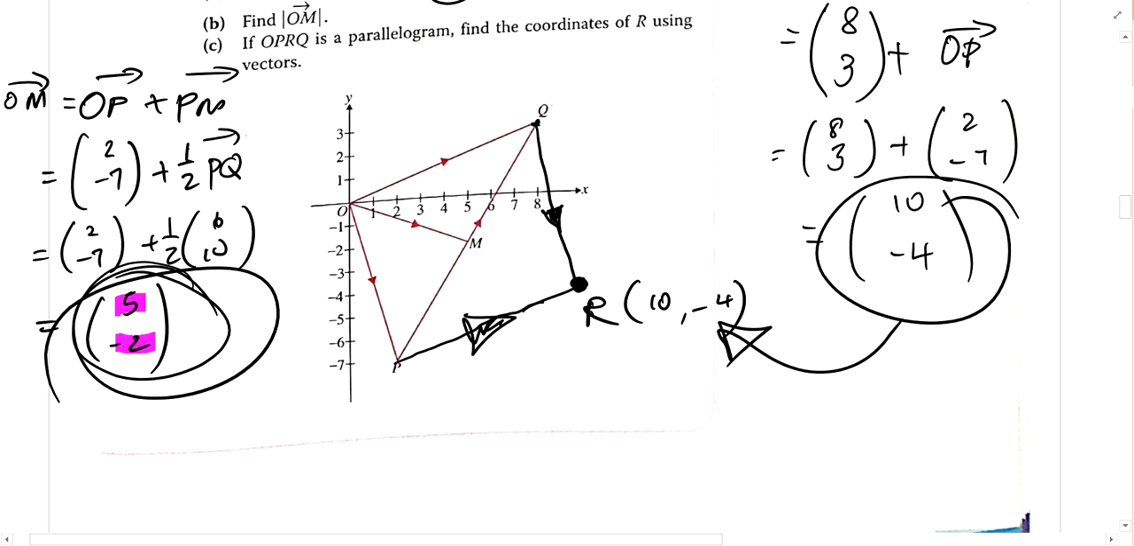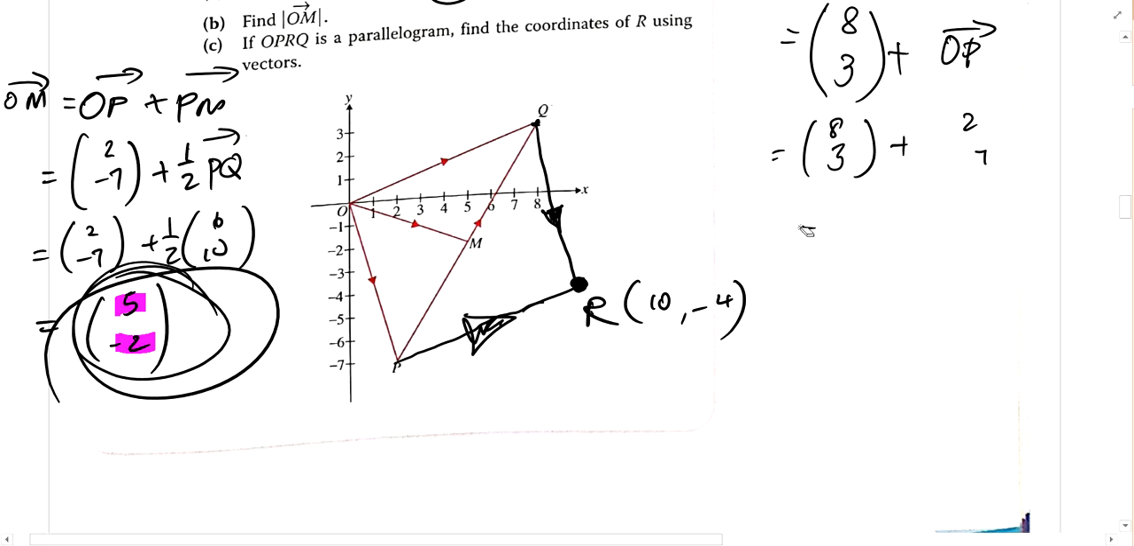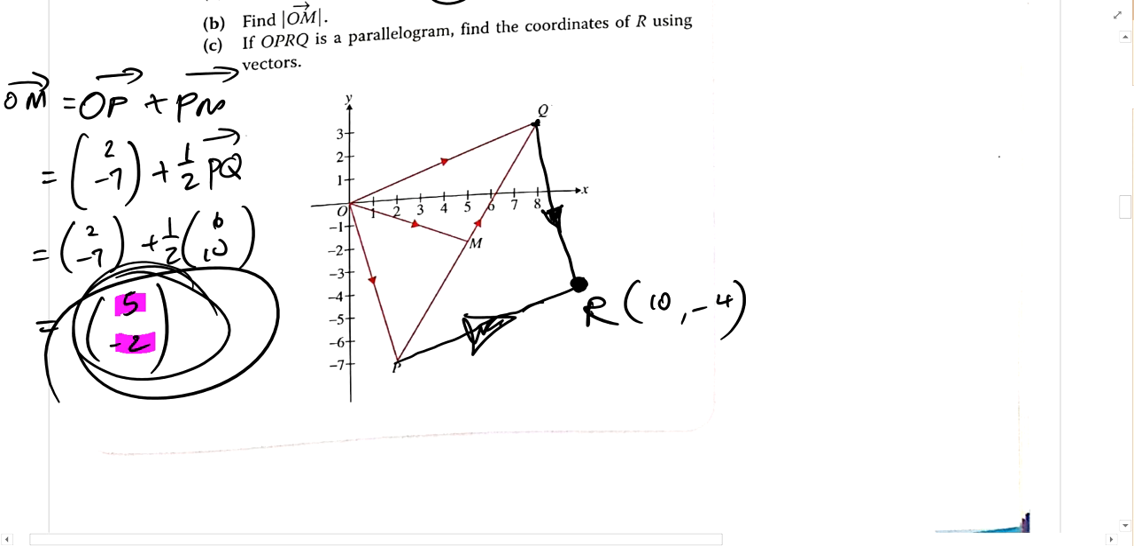What if we don't use this method to find R? If we don't use Harith's method, we don't use Shufi's method, then I want you to find coordinates of R. Any other suggestions? OP, then PR. Yes, that's another one. Where PR is the same as OQ. Then OP is the same, right? You get the same vector.